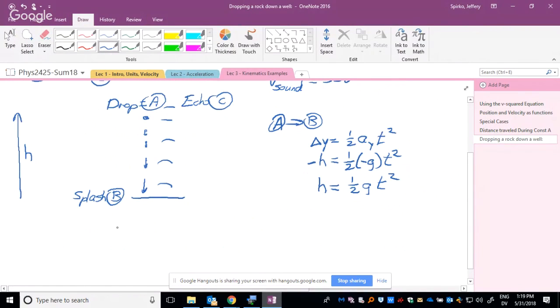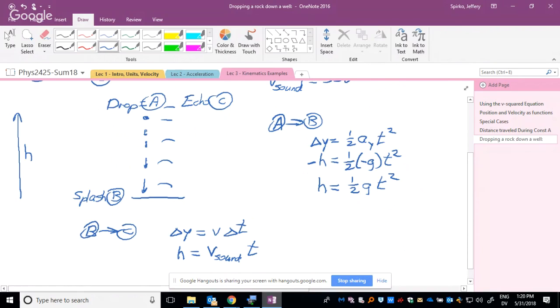And then the process to get from B to C, well, that's just delta y is equal to v times the amount of time. So this is h is equal to v sound times t.